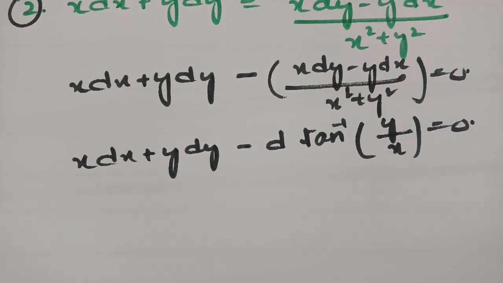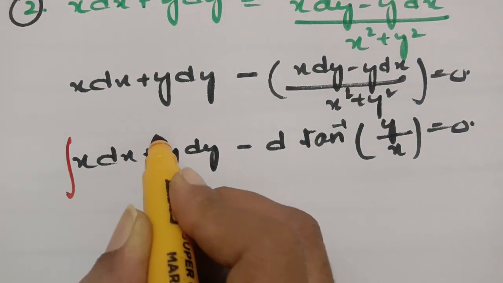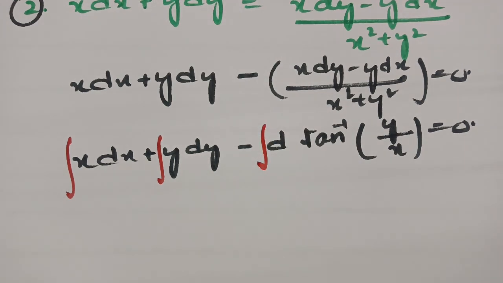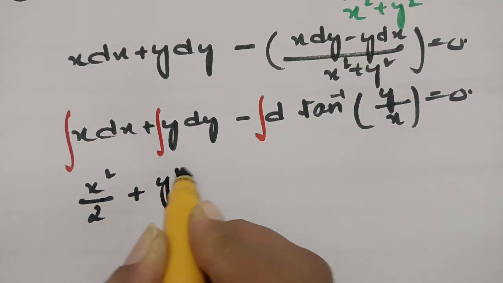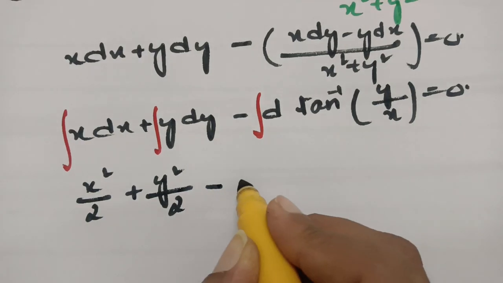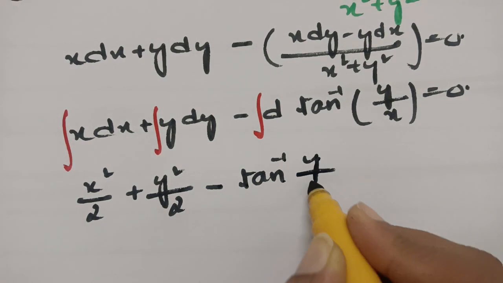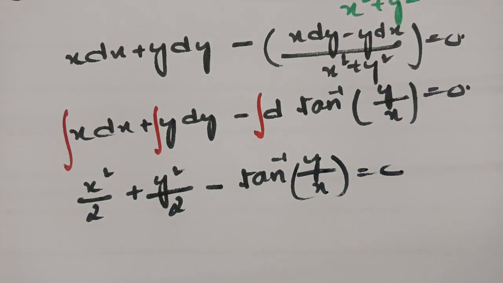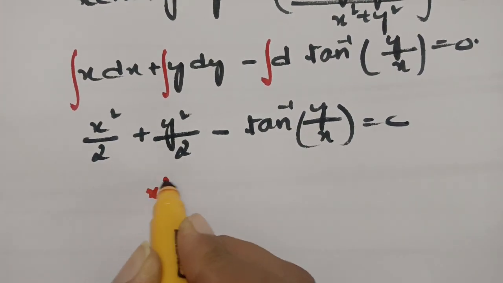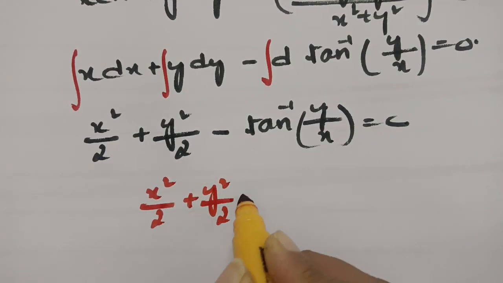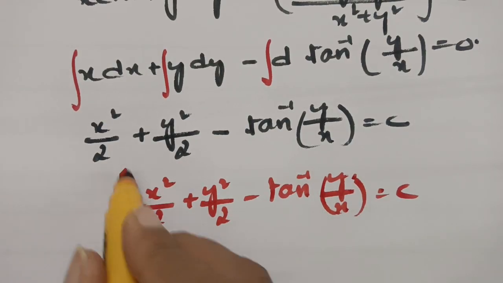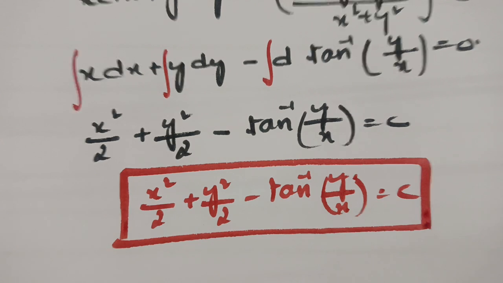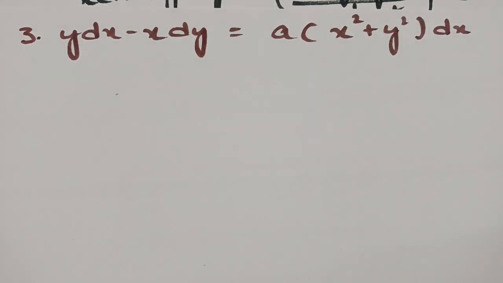And therefore, see here, now if I make an integration throughout, the integral of x dx is x square by 2, and this value is y square by 2, and derivative and integration got cancelled, and the value here is tan inverse of y by x is equal to c. So this is the answer. The answer here is x square plus y square by 2 minus tan inverse of y by x is equal to c, the final solution here. So this is how I have made use of the formulas here. Yesterday I told you in my previous video, so please go through those videos.